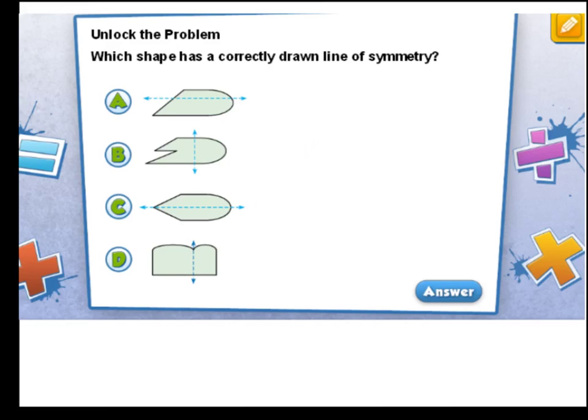Okay, if you said letter C, you are correct. If you were to fold that shape on the dotted blue line, they would be congruent to one another. They would be the same shape and the same size. Now letter A, B, and D, if you were to fold them on the blue line, they would not be congruent.